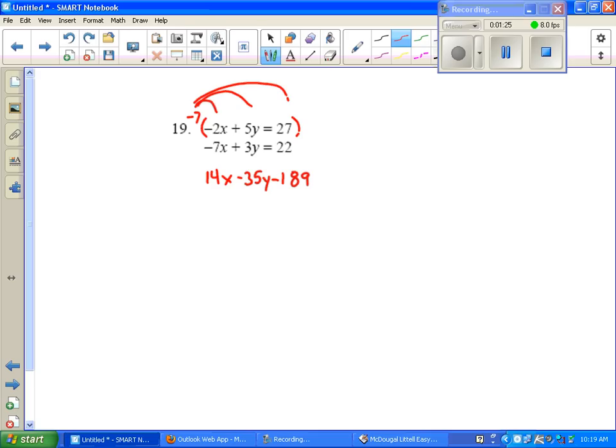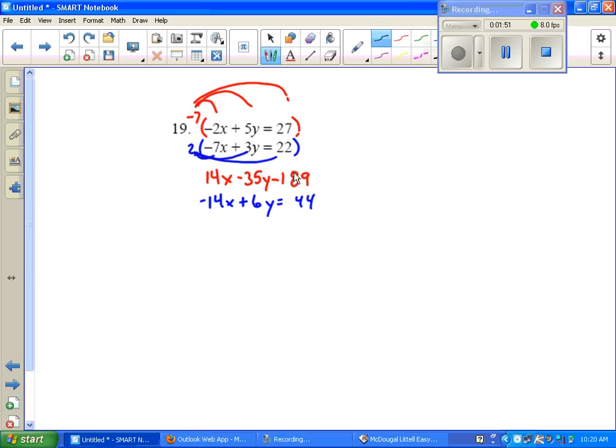Then we have to take negative 7x and make positive 14x out of that. So we'll multiply this entire equation, it'll be much easier, by 2. So 2 times negative 7x is negative 14x. 2 times positive 3y is positive 6y. And 2 times 22 is a positive 44. So now we have opposite terms stacked on top of each other.